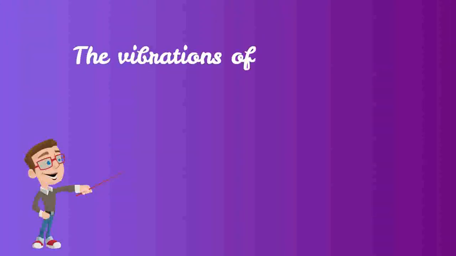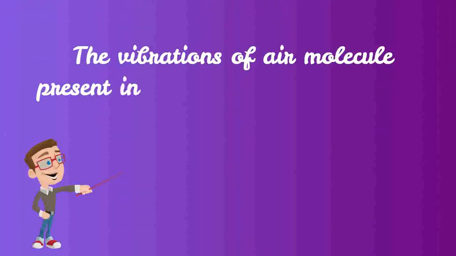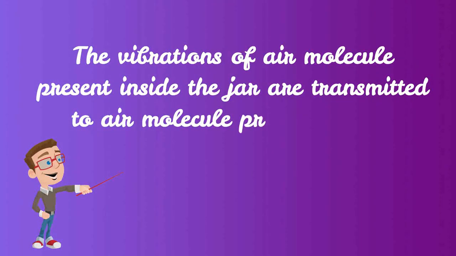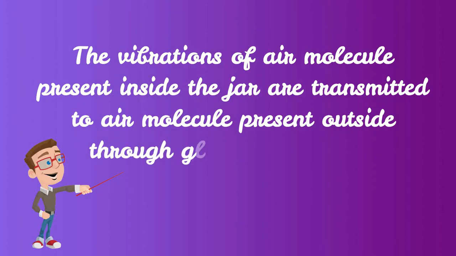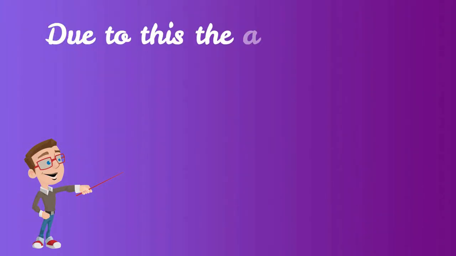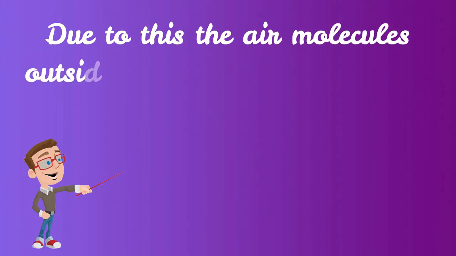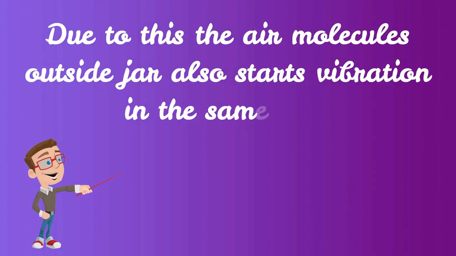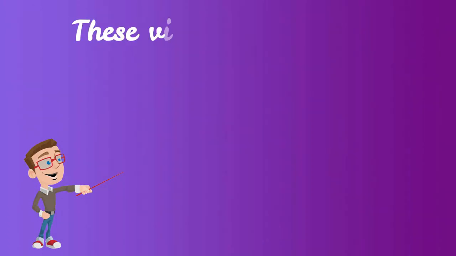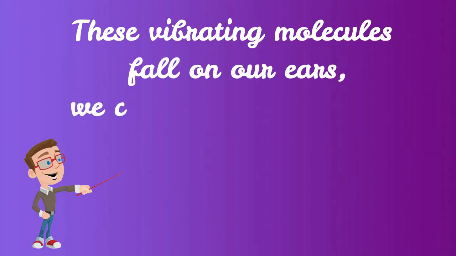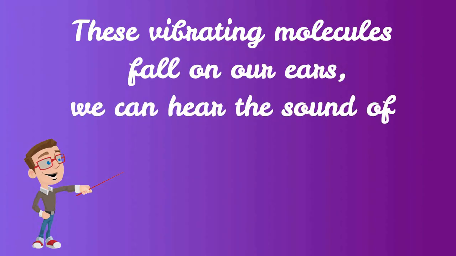The vibration of air molecules present inside the bell jar is transmitted to the outside air molecules by the glass wall of the bell jar. Due to this, the air molecules outside the bell jar also start vibrating in the same way. When these vibrating air molecules fall on our ears, we can hear the sound of the ringing bell.